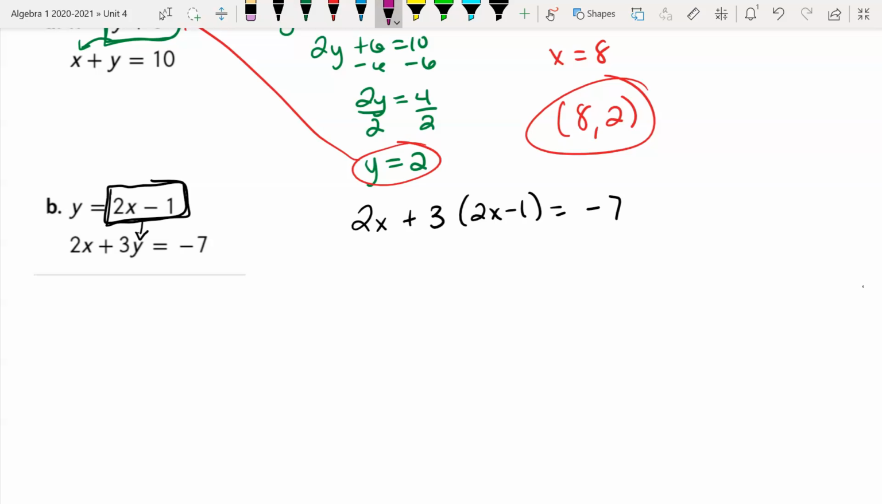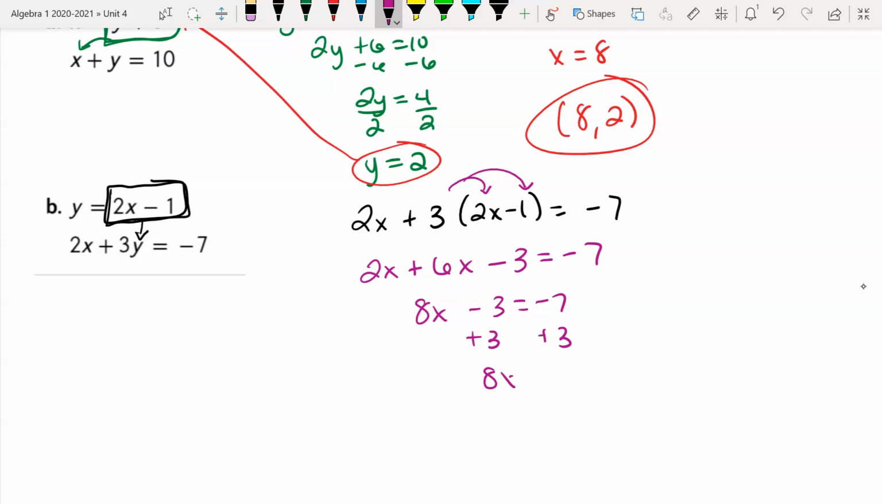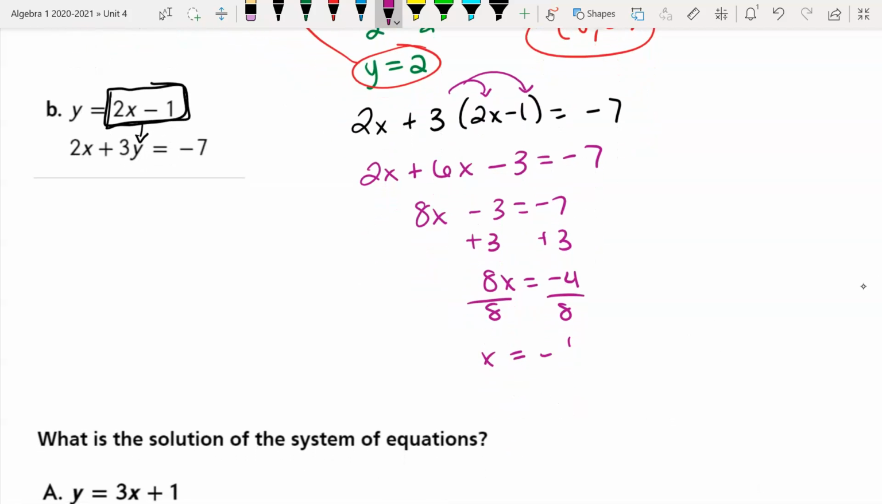I'm going to distribute. 2x plus 6x minus 3 equals negative 7. You get 8x minus 3 equals negative 7. I'm going to add 3. 8x equals negative 4. Divide by 8. You get negative 0.5, aka negative 1/2.